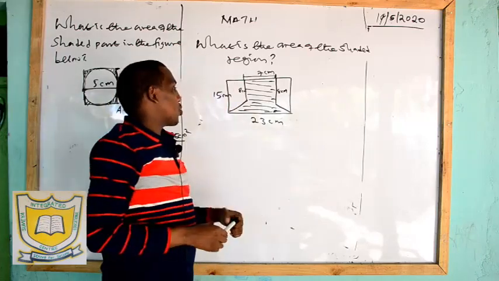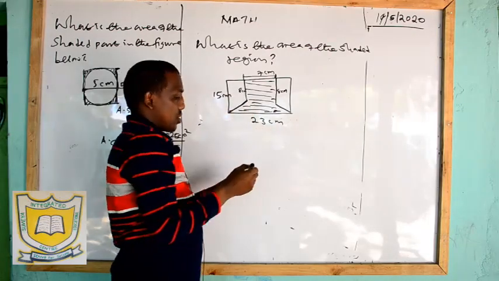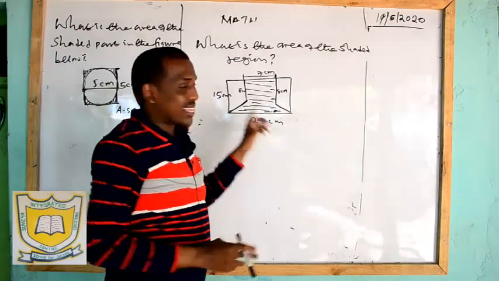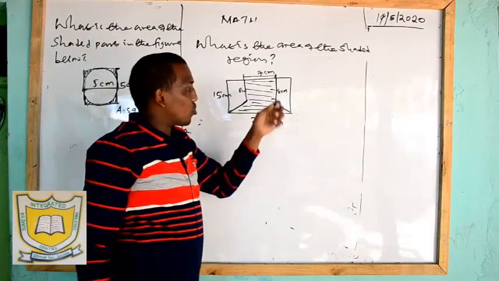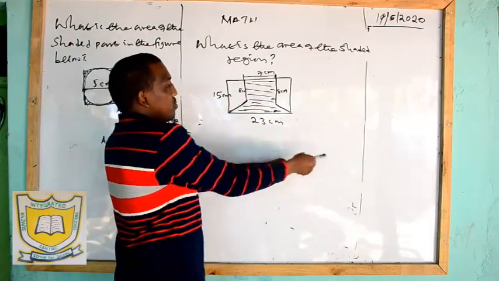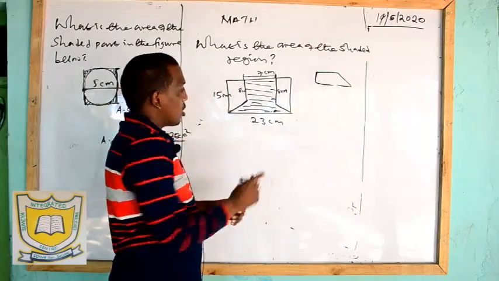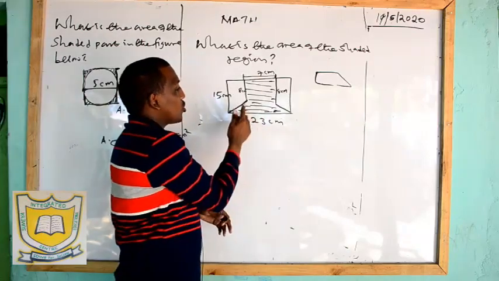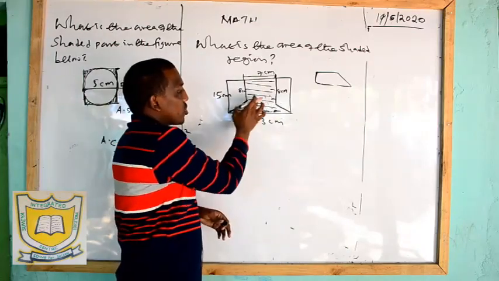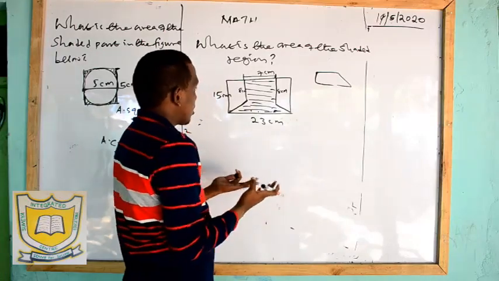So when you check this figure, we have the outer figure, which is a rectangle, and we have the 2 trapeziums on both sides. Remember, this figure is a trapezium. This one is a trapezium. That one is a trapezium. So we have 2 trapeziums on both sides, and we have the rectangle. The part which is shaded is irregular. It does not form the shape of any figure.